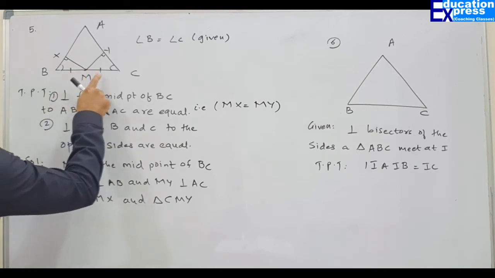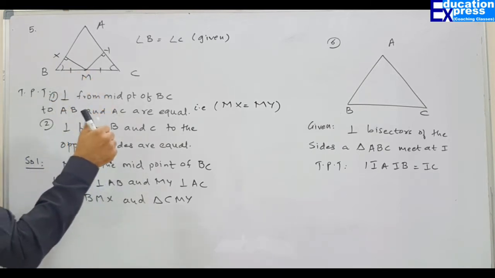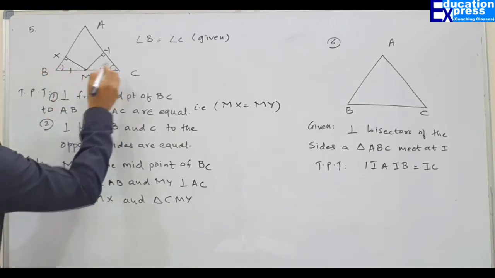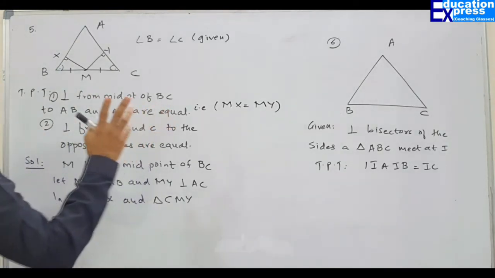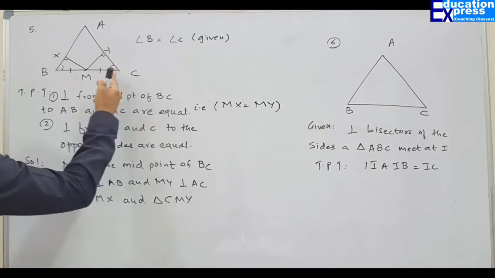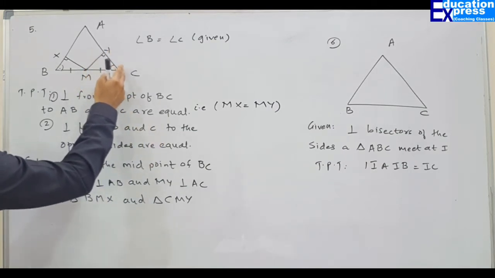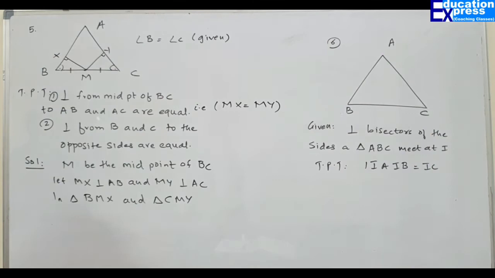What about BM equals MC? It's obvious information. What about this angle equals this angle? It's obvious information. So how many points do we have with respect to obvious information? 3: 1, 2, 3. Angle, angle, side. Done. My dear friends, done. These two triangles can be proved congruent.